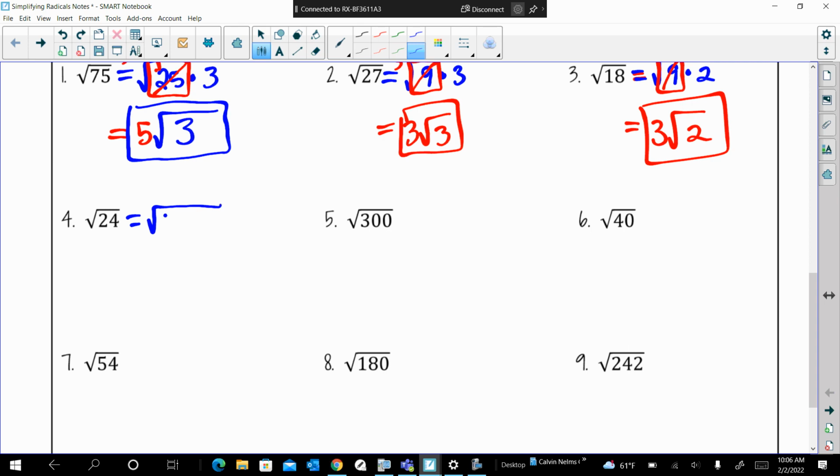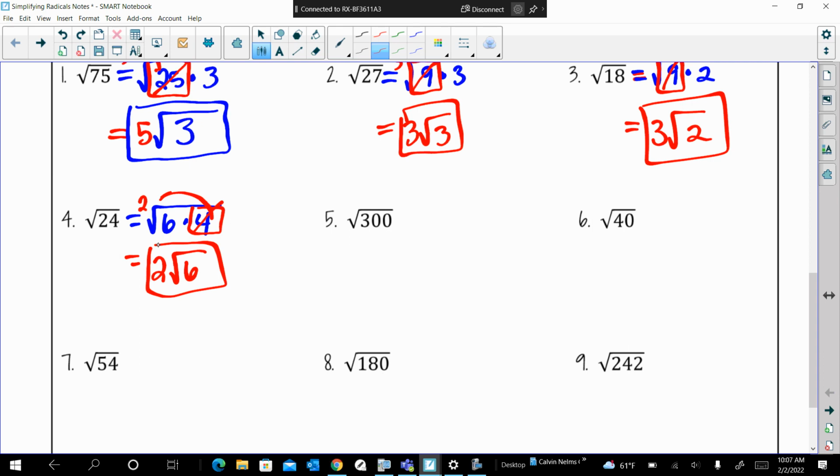Yeah, 6 times 4. Okay, which factor is the perfect square? Yep, so that's the one I box. That's gone. What number comes out and replaces the 4? 2. So the 2 comes in front. Remember, the 2's coming out. So this would be 2 root 6. 6 stays inside.